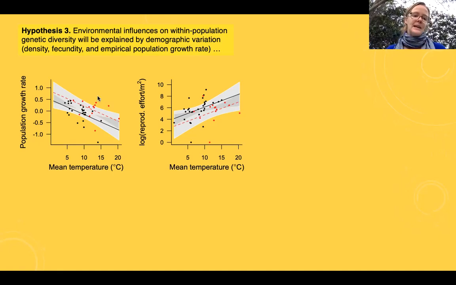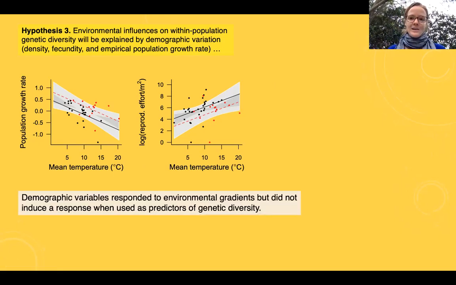So we had populations, there were additive effects of these environmental variables and range on population growth rate, with higher temperatures tending to have a lower population growth rate, and warmer sites tending to have a higher fecundity. So demographic variables are responding to environmental gradients, but they didn't induce a response when used as predictors of genetic diversity. So we didn't actually find that part of the hypothesis was supported.